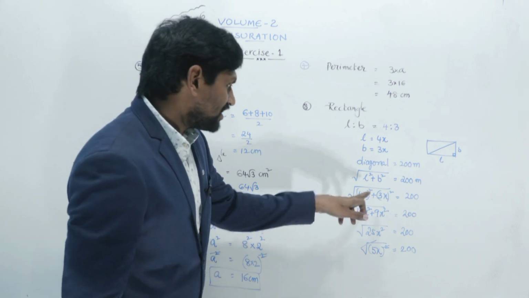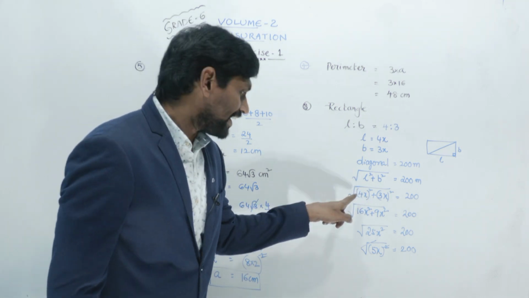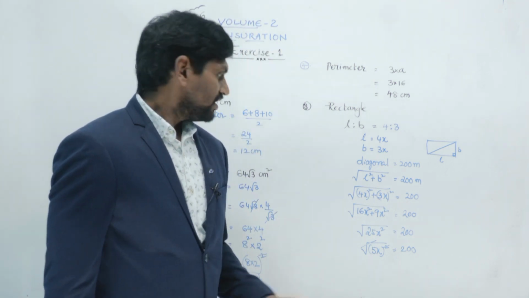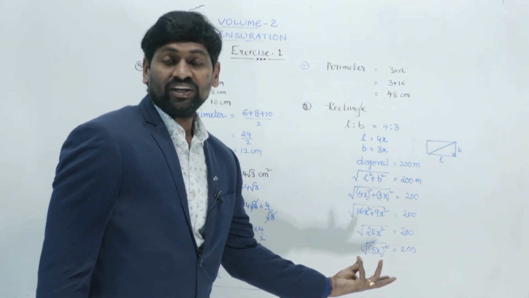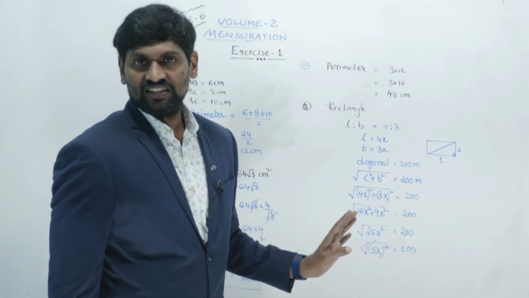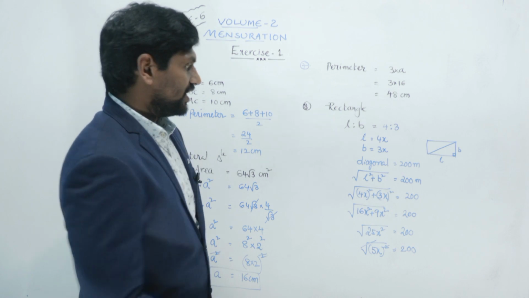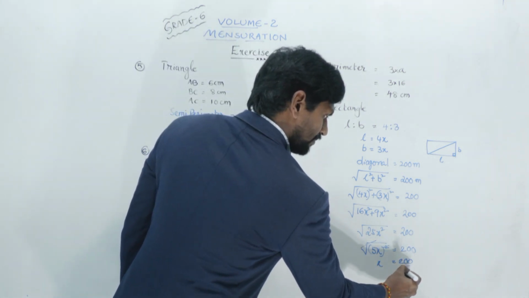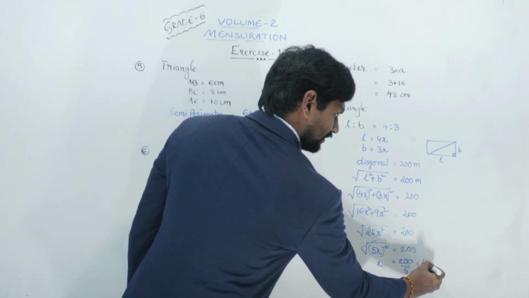Sir, can we cancel the square root here? Here we cannot cancel because there is a plus symbol between them. Now I added, then I have written that sum as a square number and I can cancel here. Now 5x value is 200. From this x value is 200 by 5, so nothing but 40.